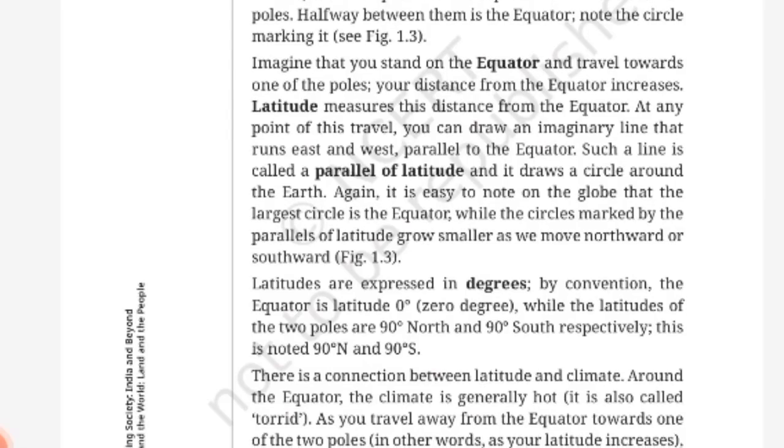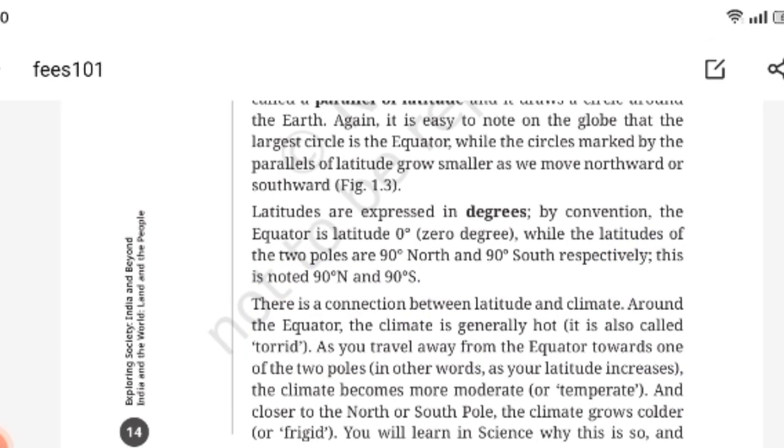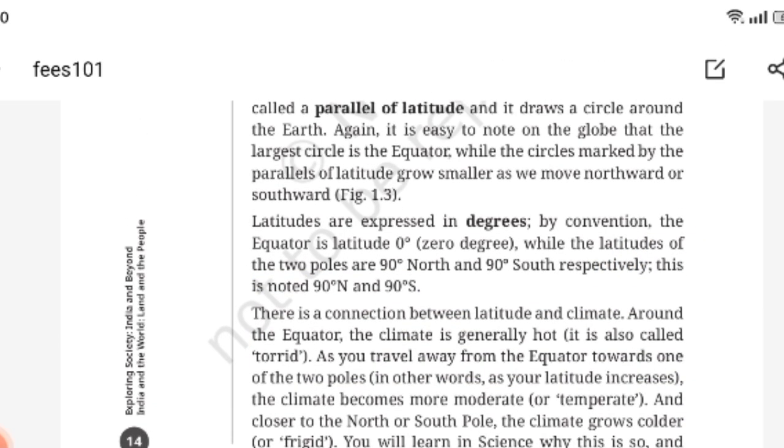Imagine that you stand on the equator and travel towards one of the poles. Your distance from the equator increases. Latitude measures this distance from the equator. At any point of this travel, you can draw an imaginary line that runs east and west, parallel to the equator. Such a line is called a parallel of latitude and it draws a circle around the earth.